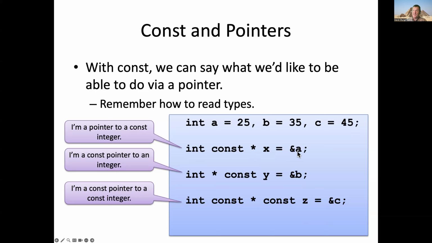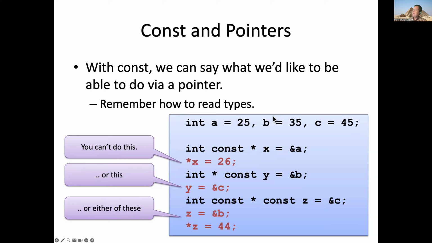It holds the address of A. I can look at A, but I can't change it. So that means I can't do this. I can't dereference X and then put something else inside A. Because when I was making X, I said, don't let me do that. I want X to be a pointer to a const int, a pointer to an int that I can't change. I could make it point somewhere else, but no matter where I make it point, I can't use it to change what's in the int it points to.